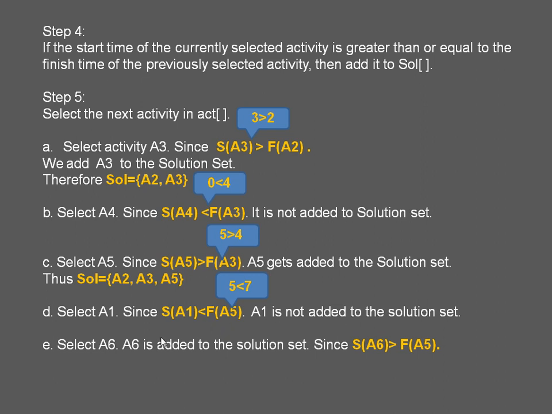After that, select A6. A6 is added to the solution set, since the start time of A6 is greater than the finish time of A5. The start time of A6 is 8 and the finish time of A5 is 7. So 8 is greater than 7, and therefore A6 is added to the solution set. Our solution set will contain 4 activities: A2, A3, A5 and A6. Finally, we have to print the array, that is, the solution set.